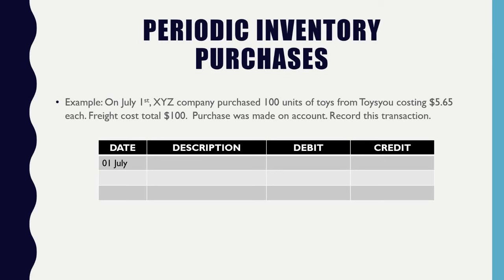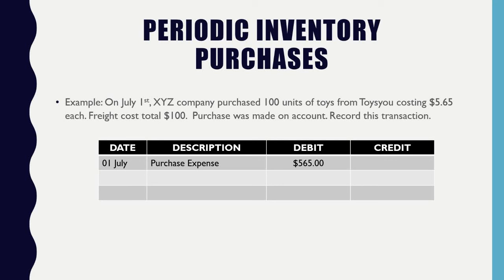Now remember, yes, we're going to be putting toys, but because we're not buying the inventory as an asset, what are we going to be making? A purchase. We're going to make a purchase expense. Okay? Right. So good. And it's for $5.65 each. Multiply that by 100 and you're going to get $565.